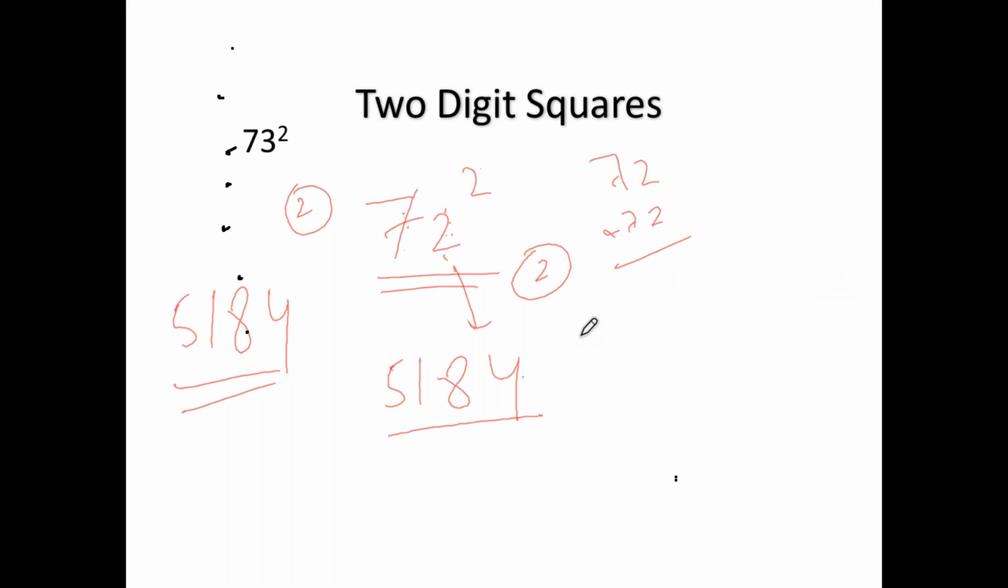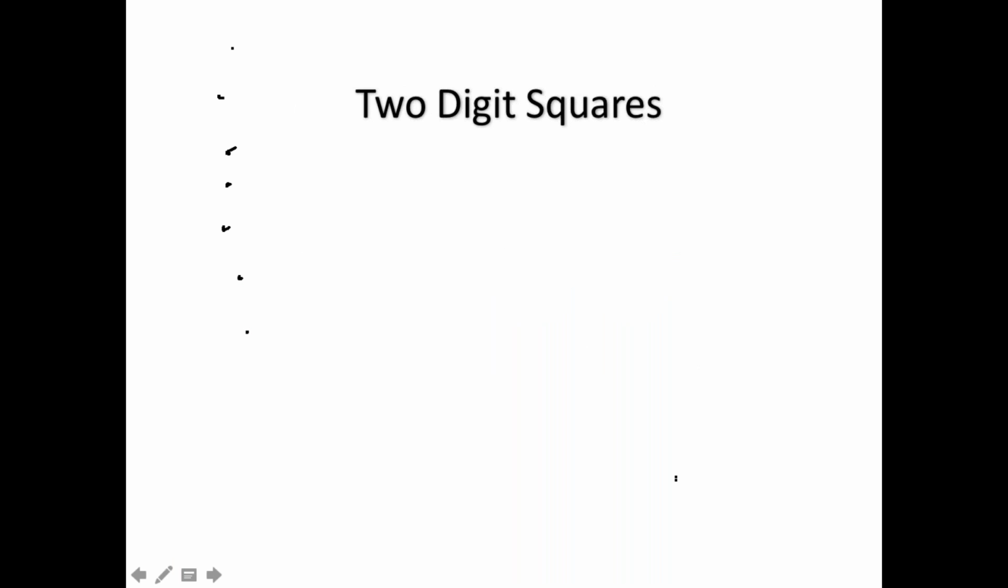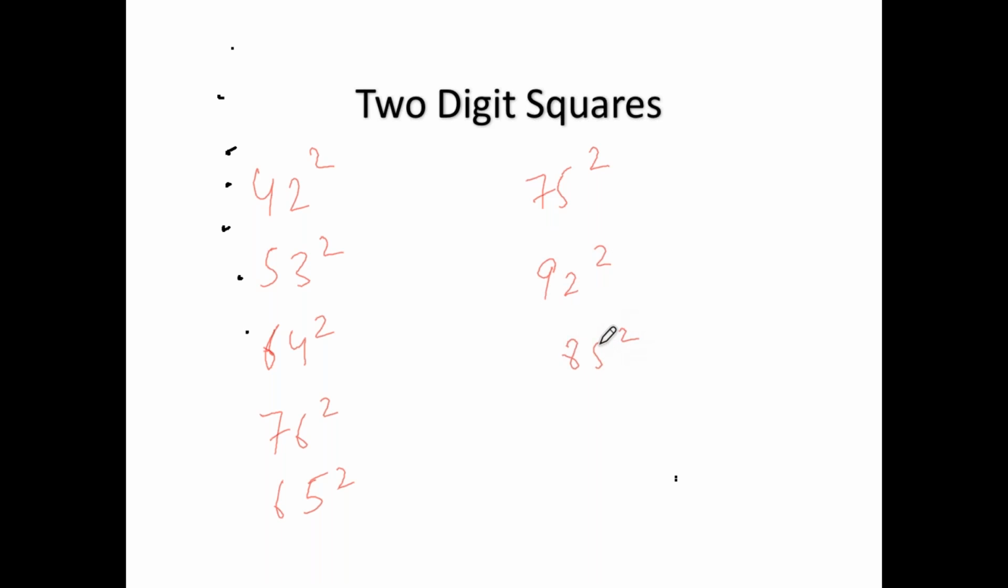Okay, so let me write a few squares for you. You need to find out all of those one by one, and then we'll figure out a pattern in these. You need to find out these squares for me: 42 square, 53 square, 64 square, 76 square, 65 square, 75 square, 92 square, 85 square. Please find out all of these for me.